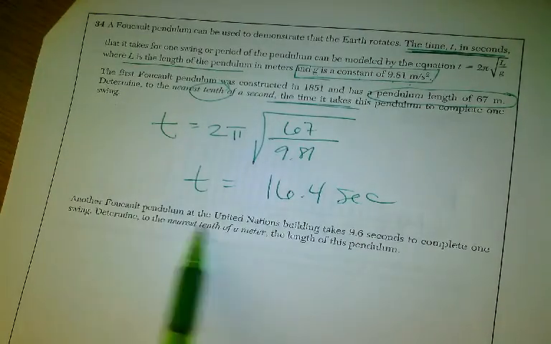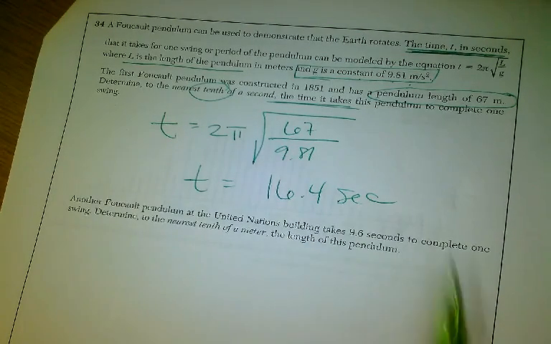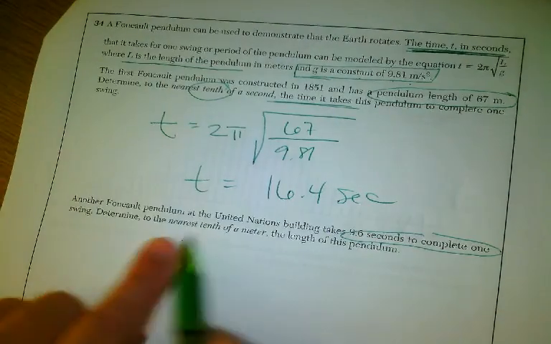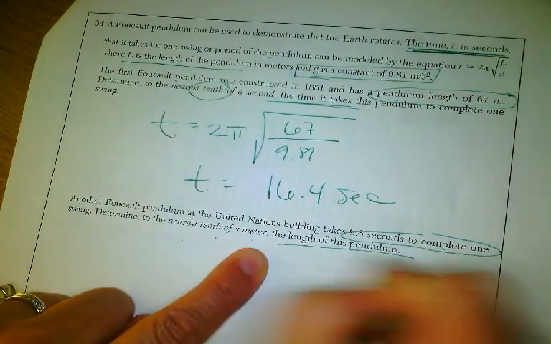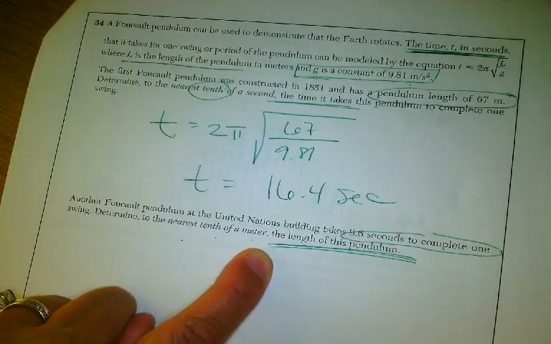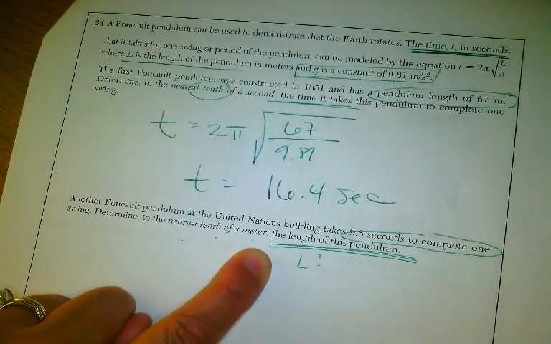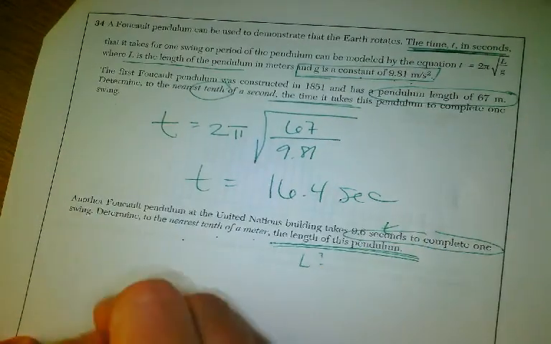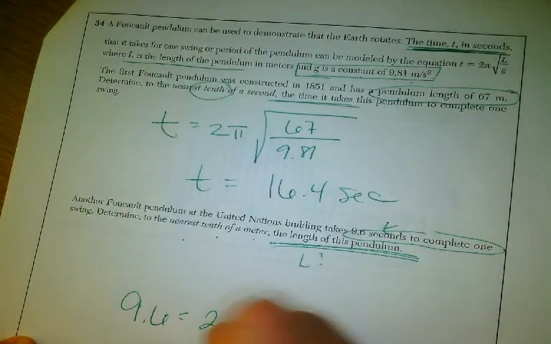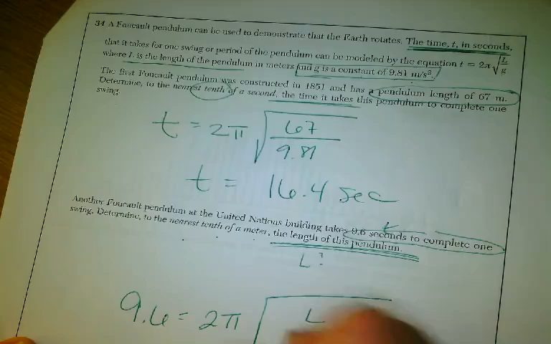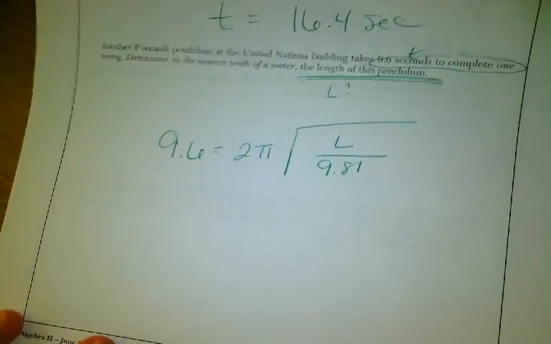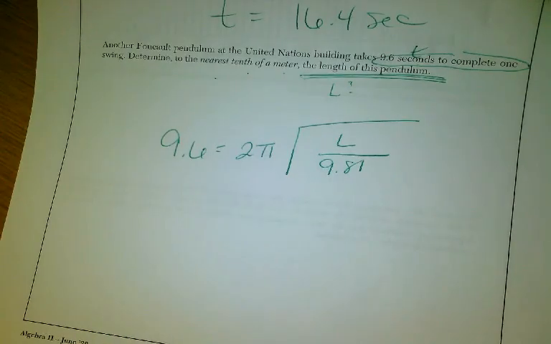All right, another pendulum in the United States building takes 9.6 seconds to complete one swing. Determine to the nearest tenth of a meter the length of the pendulum. So now we're finding the letter L, and they gave you 9.6 seconds, which means they gave you the time. So now I'm saying 9.6 equals 2 pi the square root of L over the constant 9.81. So now they're just testing if you can solve a radical equation, which you should be pretty good at.